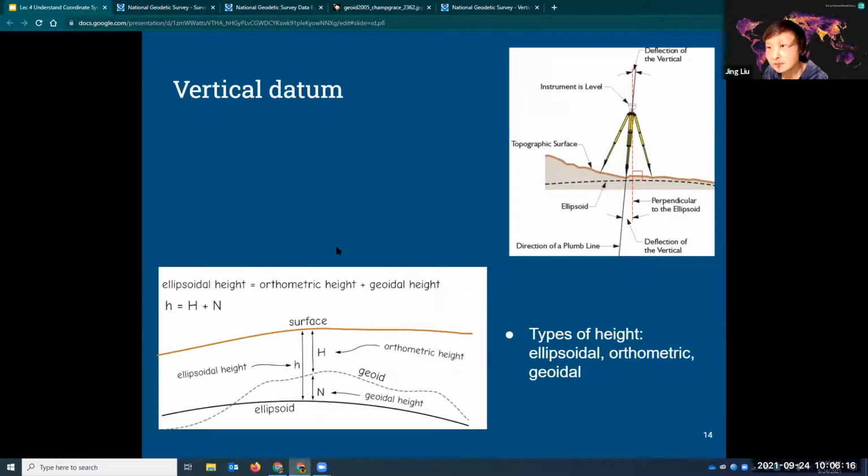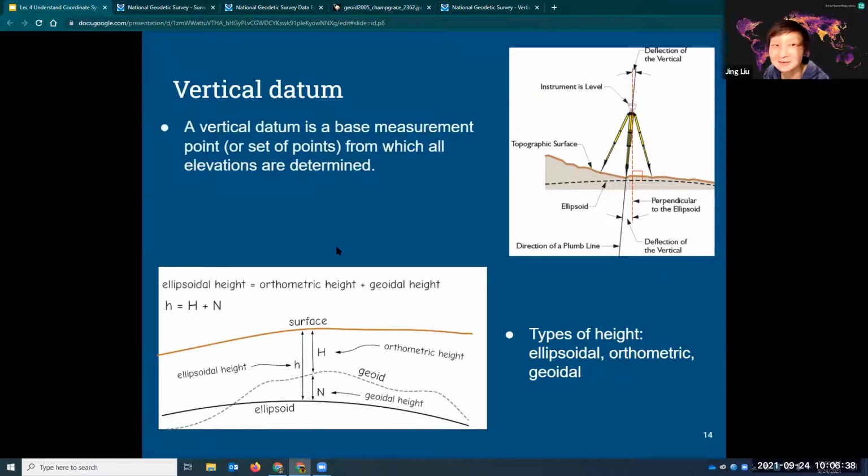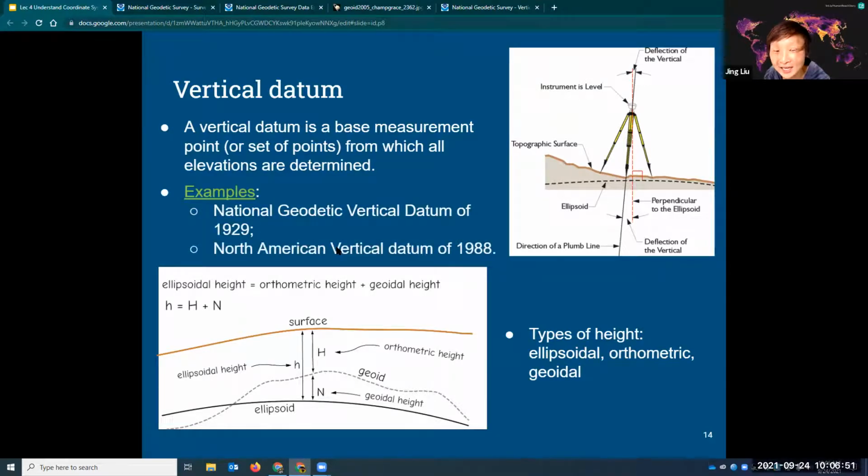All right, the datums we have been talking about so far are actually horizontal datums. They help you define longitude and latitude. Here we talk about vertical datum, basically how to set up our zero elevation. We call that a vertical datum. It's a base measurement point or set of points from which all elevations are measured. So you can see we have the National Geodetic Vertical Datum 1929, and also the North American Vertical Datum 1988. So our vertical datum also changed with the years.